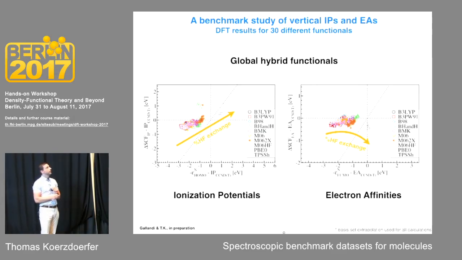Now, what is really interesting is that none of the standard global hybrid functionals gives you really good HOMO eigenvalues. Okay?